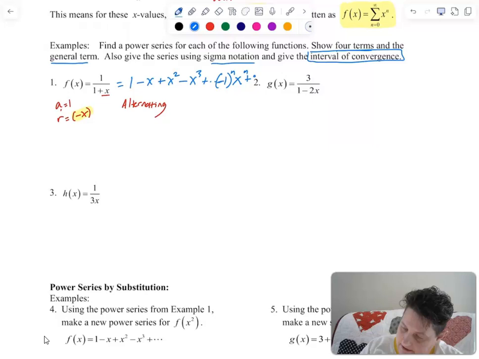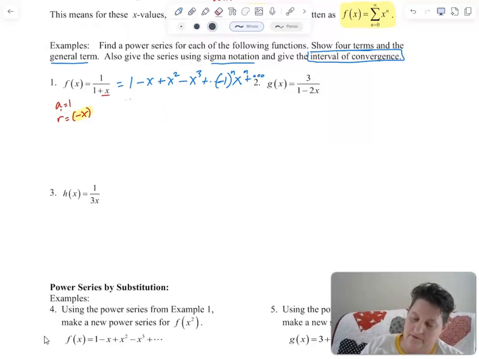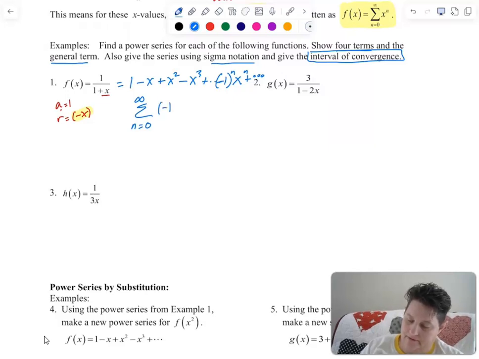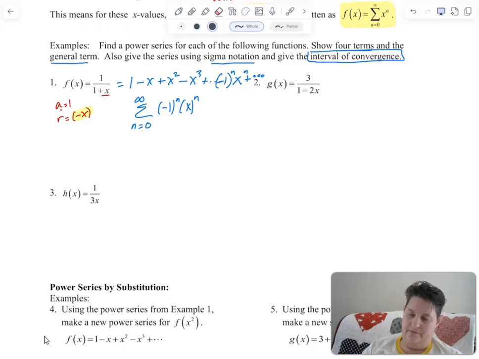And then I put plus ... because it goes on forever, all right? 4 terms, general term, sigma notation. So I started at 0 on this one. And then you put the nth term in here. Okay? Now you might be thinking, could I just put -x to the n? And you actually can for this, but it's easy enough to separate the alternating piece.